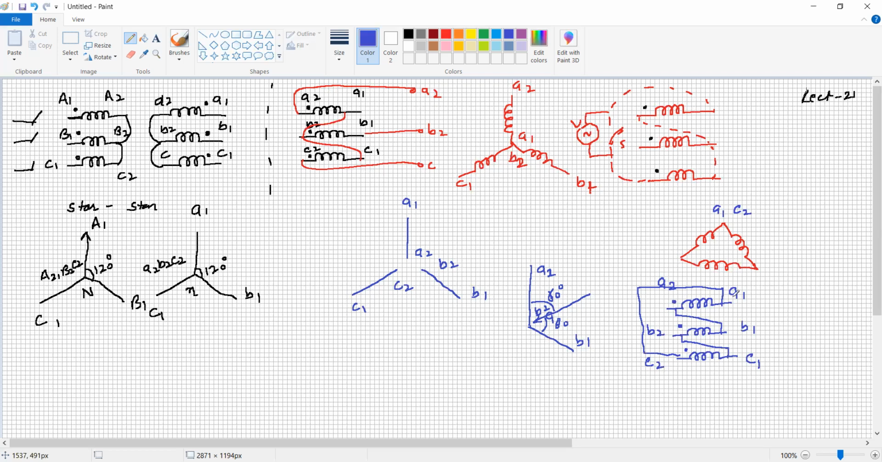Terminal A2, this is A2. A2 is connected to B1, and B2, C1. So this is the valid connection.